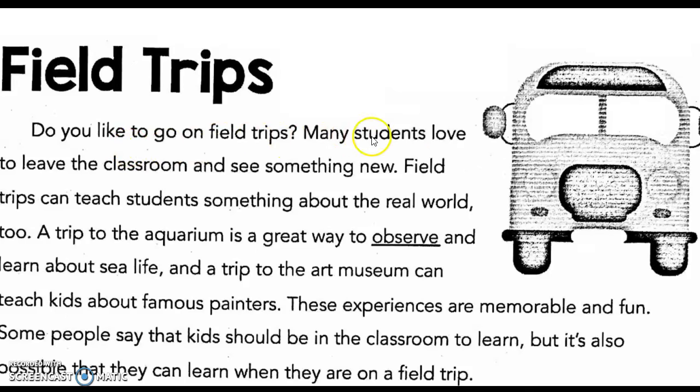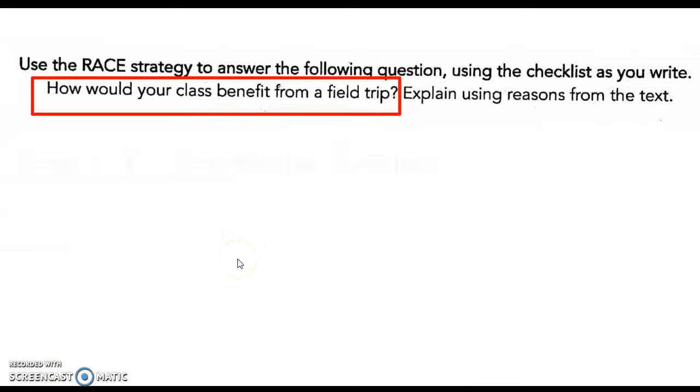And it says, do you like to go on field trips? Many students love to leave the classroom and see something new. Field trips can teach students something about the real world. A trip to the aquarium is a great way to observe and learn about sea life, and a trip to the art museum can teach kids about famous painters. So it's kind of talking about experiences and how memorable and fun they are, right? So that's what we're going to focus on when we're answering the question.